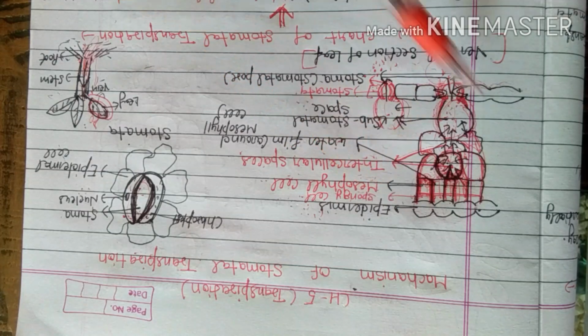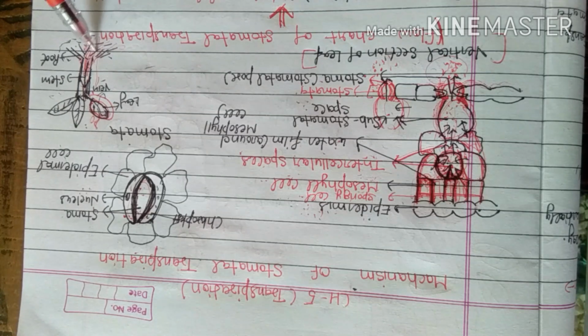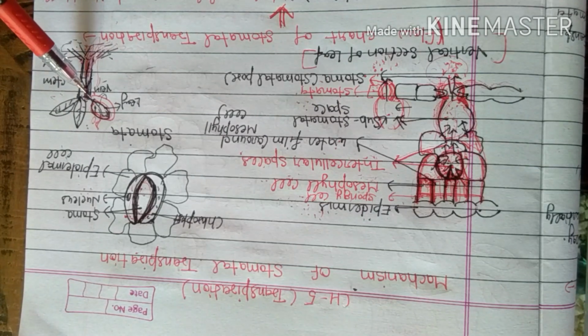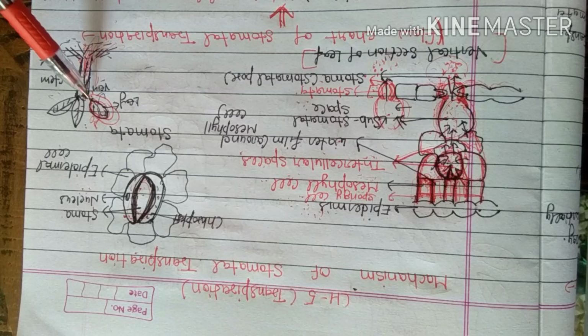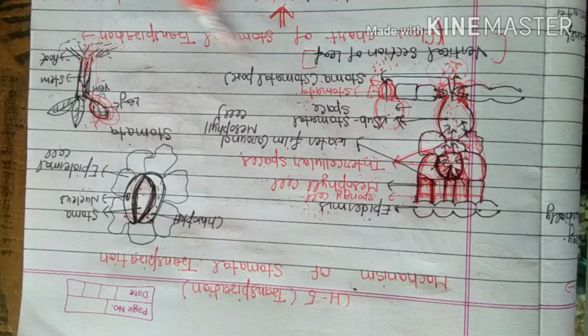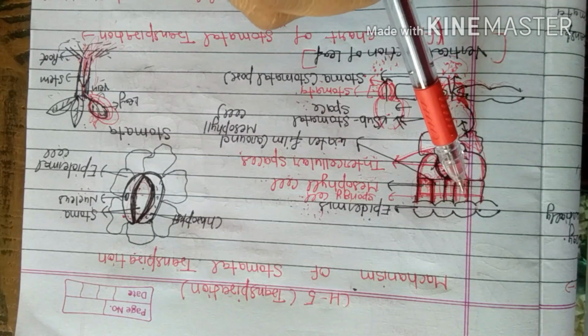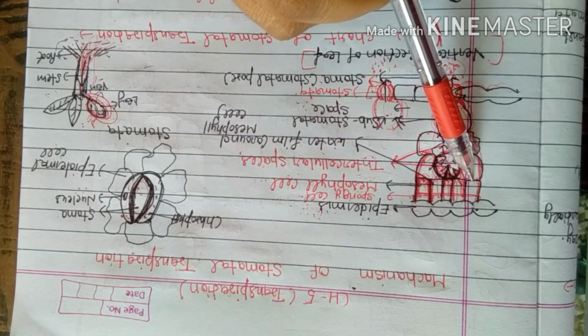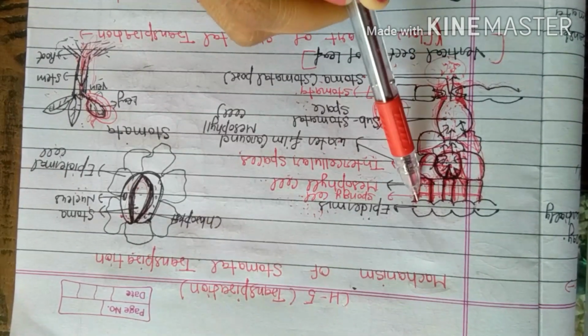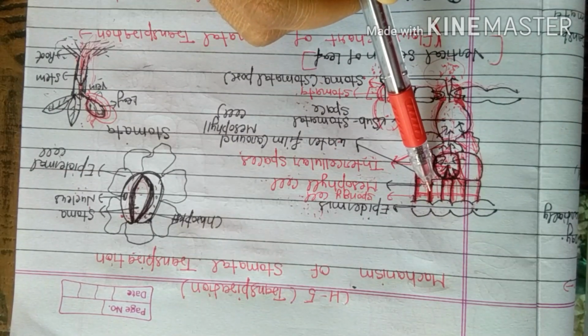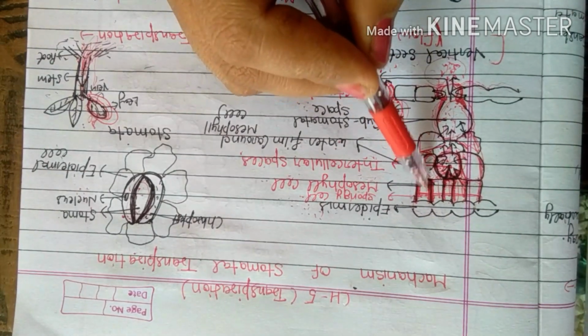What will happen in the leaf? See the diagram. The plant absorbs water from the soil by roots. Then water moves up through the stem. At the end, it reaches the leaf. Extra water makes a film of water around the mesophyll cell. Here we make the film of water with the help of a red pen.